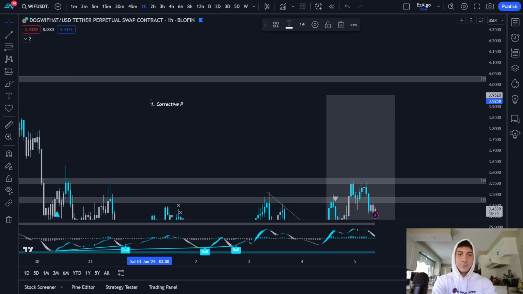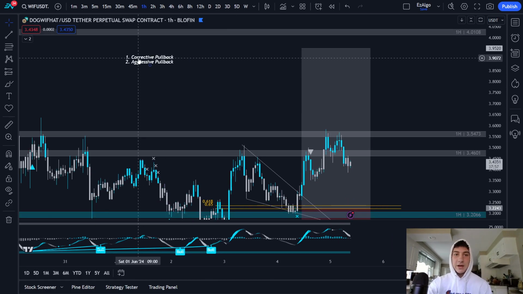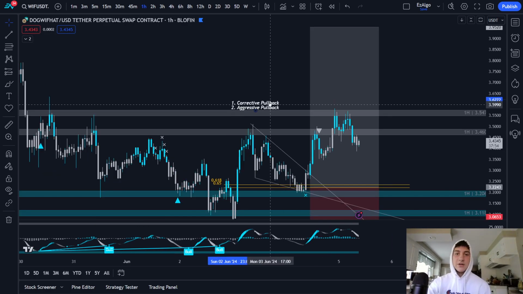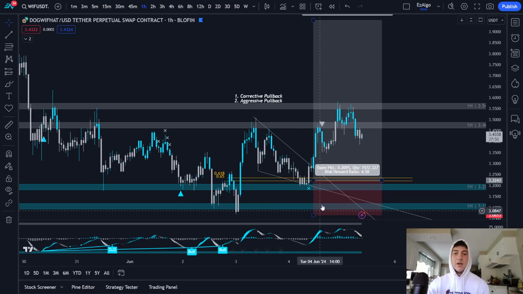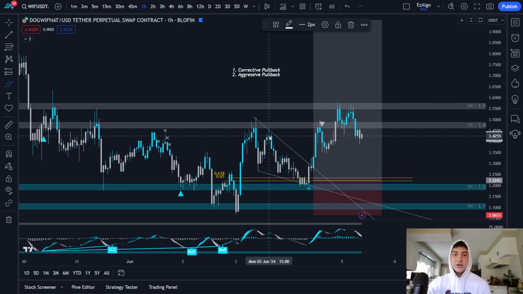Corrective pullback, which is what you want to see if you want to be longing in this scenario. And there's an aggressive pullback, right? There's another pullback called a sweeping pullback, which I would also consider a corrective pullback. So a corrective pullback is what you want to see. It's a small pullback to your point of interest. There's not a ton of selling pressure coming down to your key level, right? An aggressive pullback would be if we saw like 1 or 2 huge bearish candles right into this level, right?